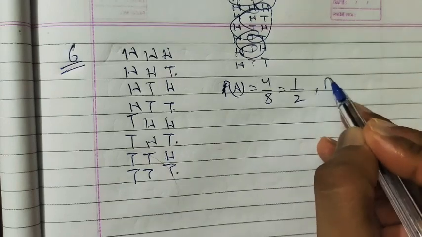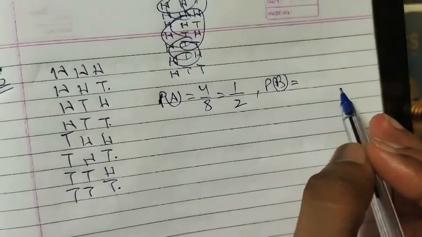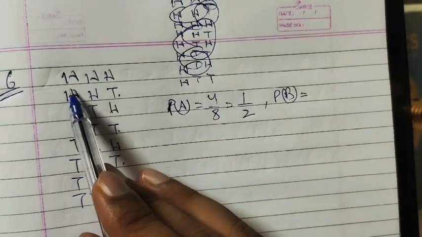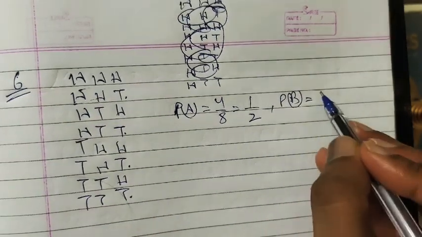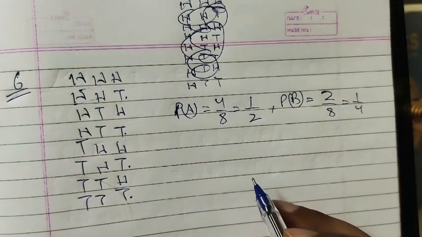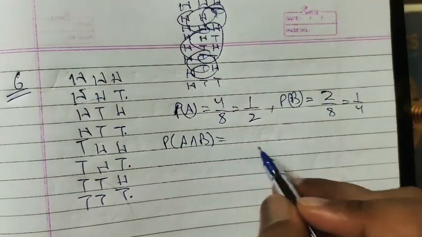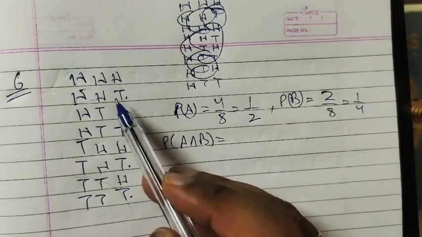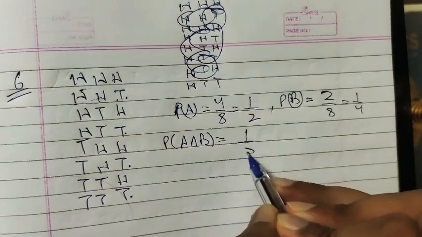B is an event of getting head on first 2 tosses. So on first 2 tosses, head on first 2 tosses, 1, 2, that's it. So 2 upon 8, 1 by 4. Now we have to find out probability of A upon B. So probability of A intersection B will be head on first 2 tosses and tail on the third toss. So only 1, so 1 upon 8, right?